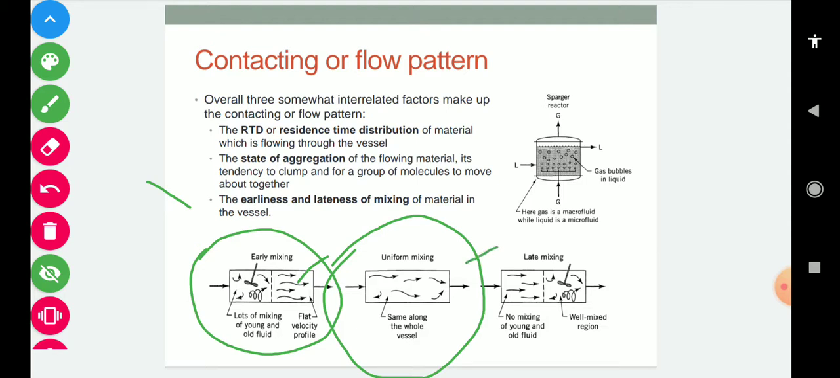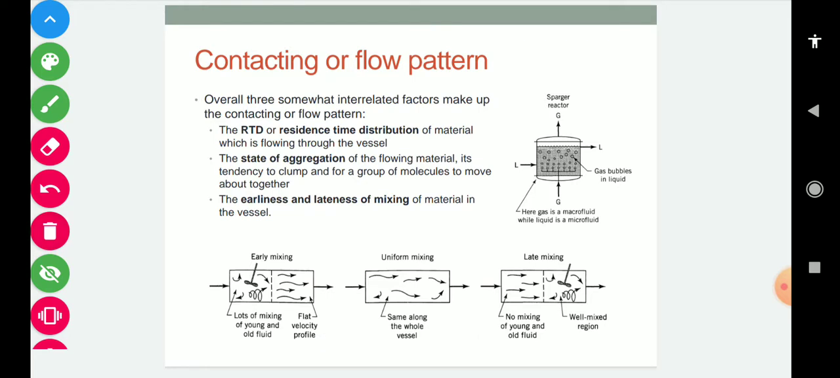And in the third case, there is late mixing. In the starting, there is no mixing, but at the end, there is a well mixed region. So in the first case, there is early mixing. Second, there is uniform mixing, and in the third case, there is late mixing. So the type of mixing also affects the overall conversion in all the three reactors.